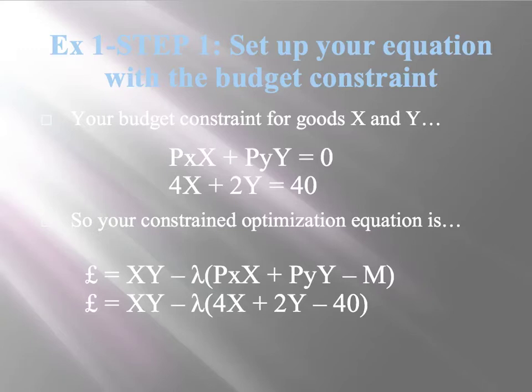So our final Lagrangian equation for step 1 is the utility curve minus the Lagrangian multiplier multiplied by, in parentheses, the budget constraint. And so it should be the Lagrangian is equal to xy minus the Lagrangian multiplier, and in parentheses, 4x plus 2y minus 40.